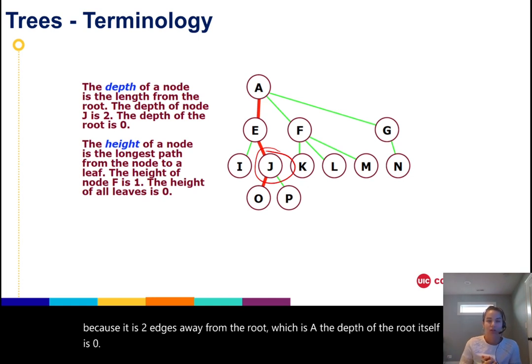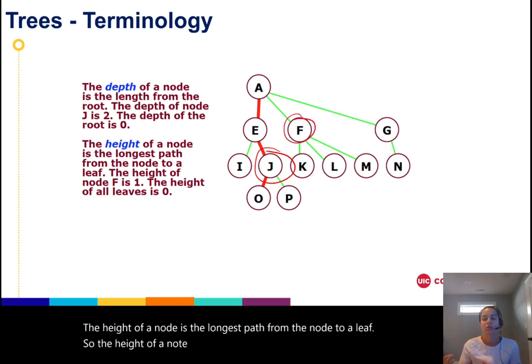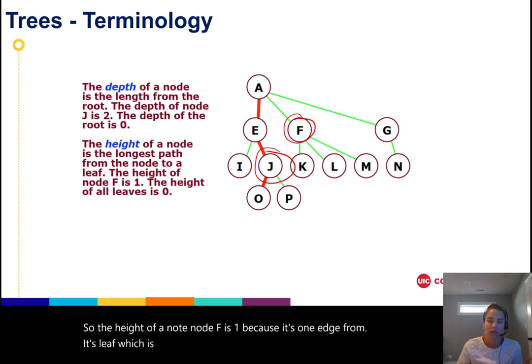The height of a node is the longest path from the node to a leaf. So the height of node F is 1 because it's 1 edge from its leaf, which is K. The height of all the leaves is 0.